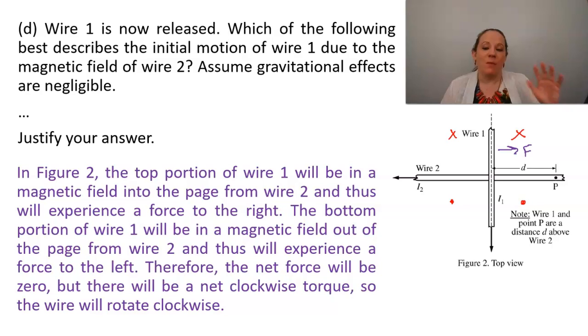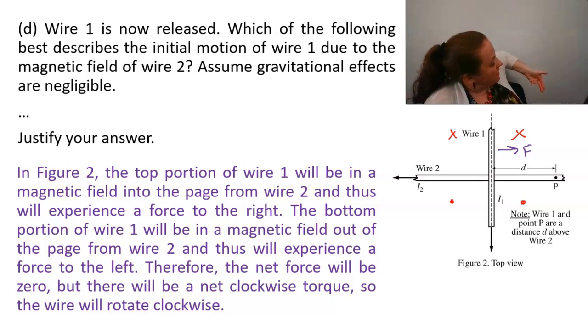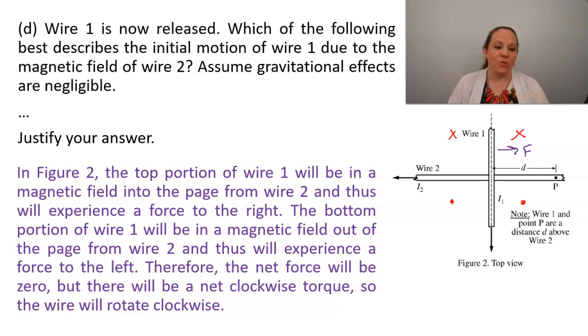And then in the bottom half, if we have our same current I1, but now we need to be able to curl our fingers in the direction to point out of the page relative to you, that puts our thumb to the right. And so, well, my right, but to the left on the diagram. So the bottom portion of wire 1 will be in a magnetic field out of the page from wire 2, and thus will experience a force to the left.